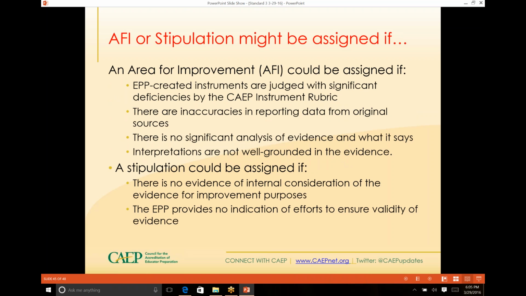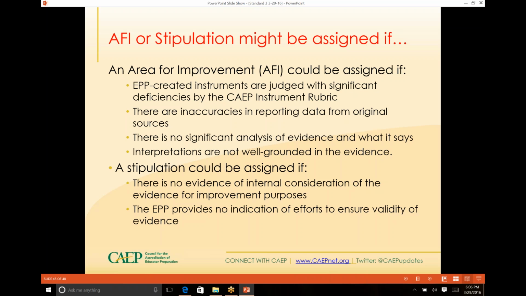When are you going to get a stipulation or an AFI? I'm extrapolating these from information that's come out relevant to standards 1 and 2 because it applies here as well. And that is, if you're using EPP-created instruments and they're being judged with significant deficiencies, you're likely to get an AFI for standard 3. If there are inaccuracies in reporting data from original sources. And it's particularly important here because one new thing that reviewers will be doing is checking on your data.